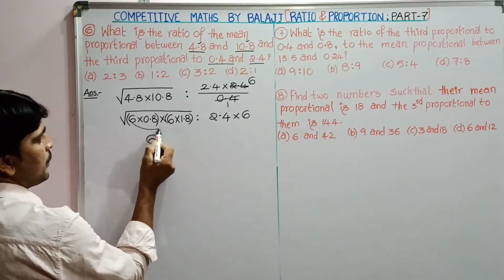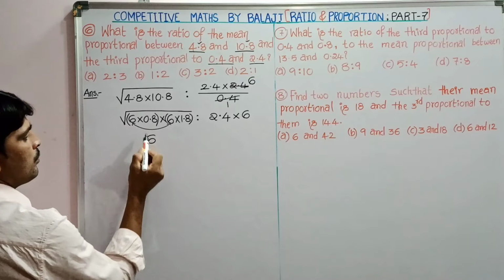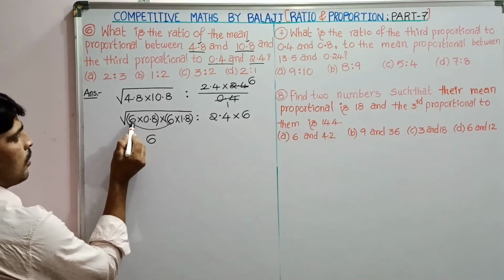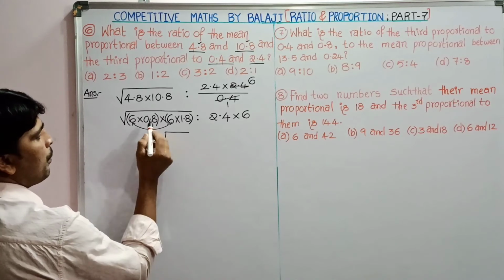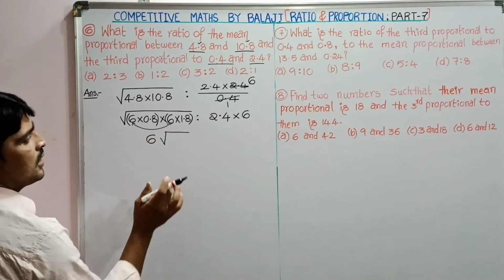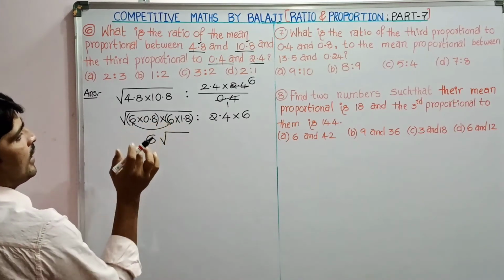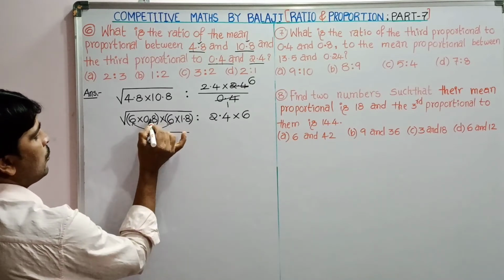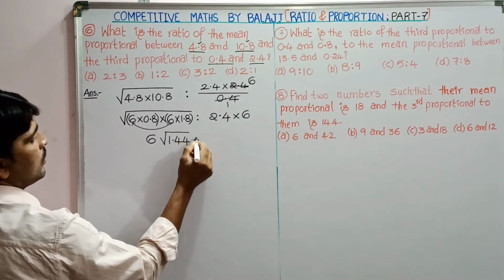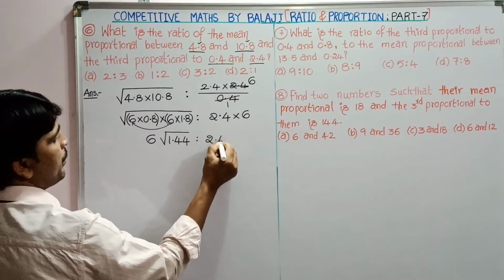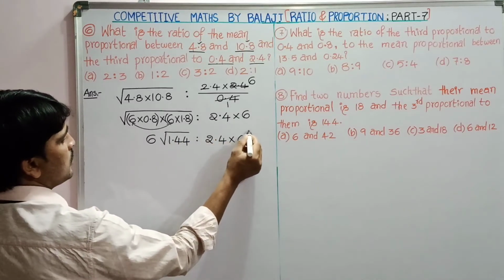Under root of product of equal factors is one of the factors. Under root 0.8 into 1.8. Consider 18 into 8. 18 8s are 144. But we have two decimal places, so that can be written as 1.44 is to 2.4 times 6.